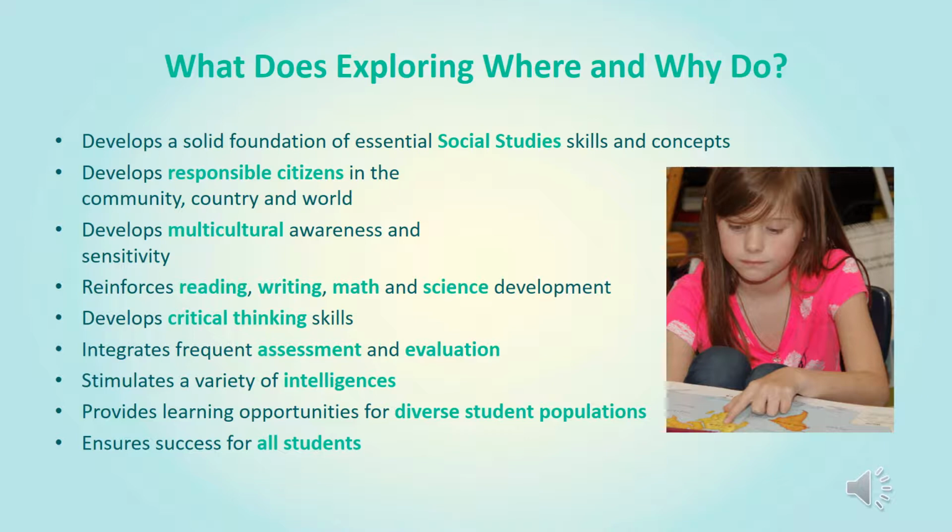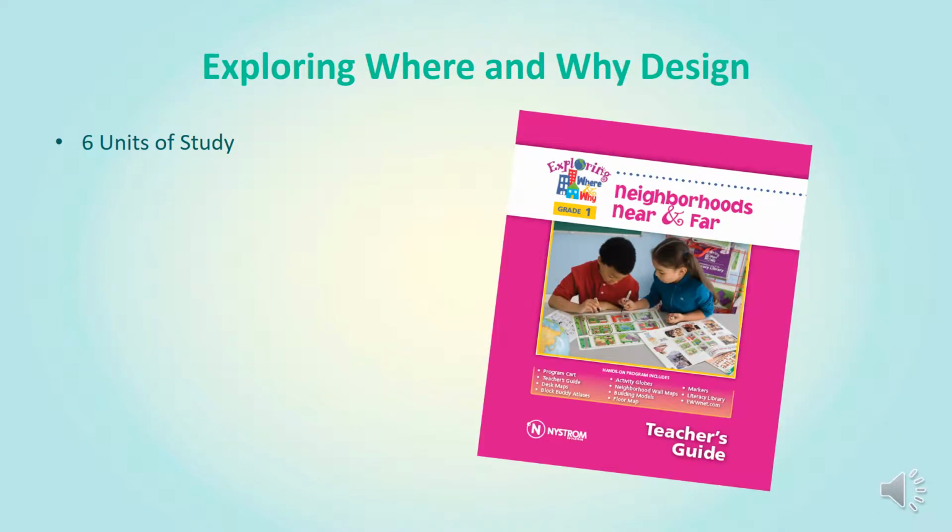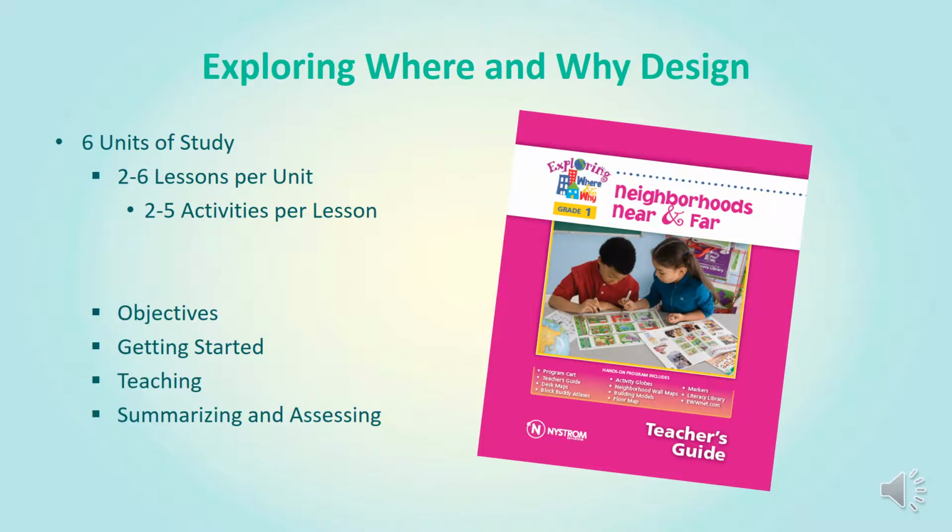Your Exploring Where and Why program has 6 units. Each unit has 2 to 6 lessons, and each lesson has 2 to 5 activities. Our focus for this session will be on activities. Each activity takes 15 to 20 minutes to execute, making it possible for teachers to teach social studies even in situations where time is very limited. It also provides ways of extending the activities into other disciplines, allowing even more opportunity for social studies.